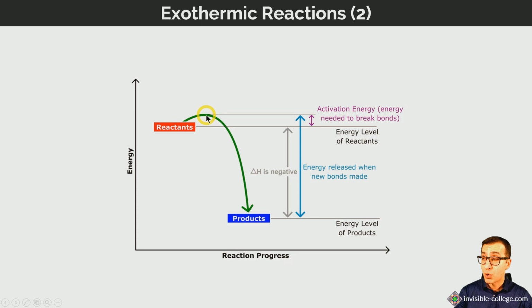Then, once those atoms have broken their chemical bonds with each other, they can start to form new chemical bonds to form the products. And that process is an exothermic process. Energy is always released when chemical bonds are made because atoms are achieving stability by forming those chemical bonds.